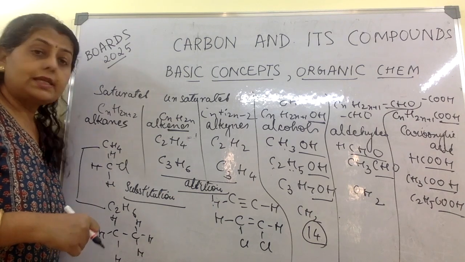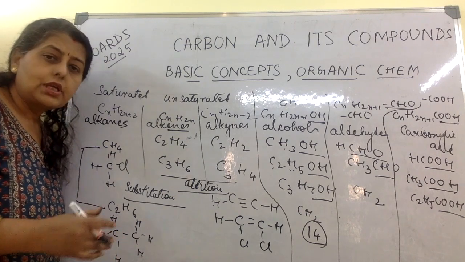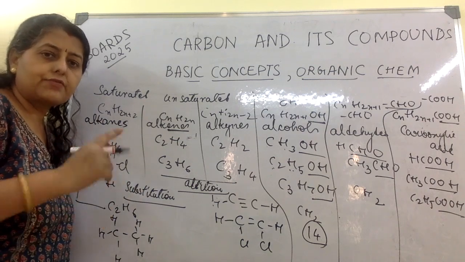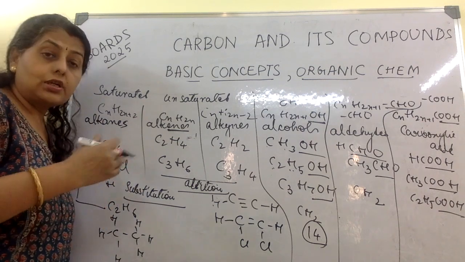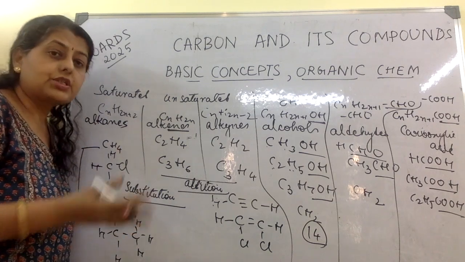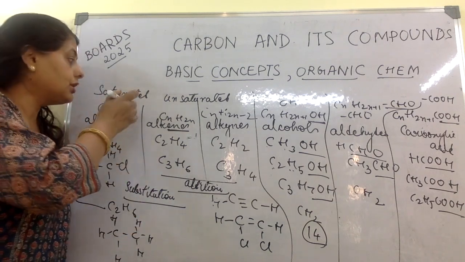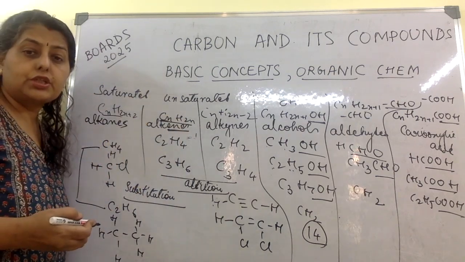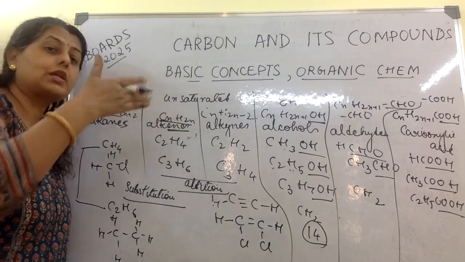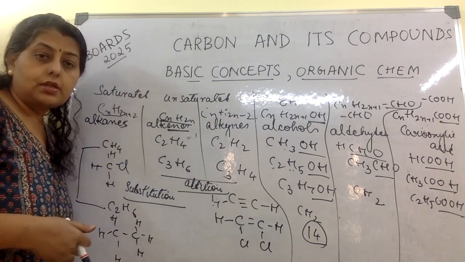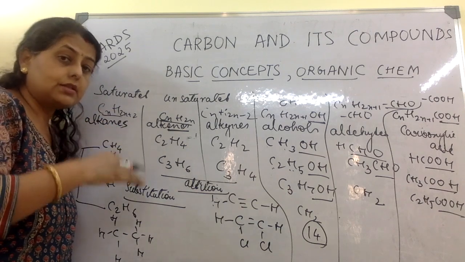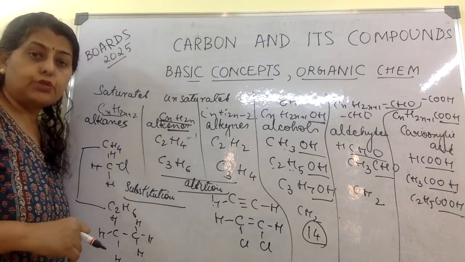I think this much is enough for the basic concepts: saturated, unsaturated, homologous, functional group, single bond, double bond, triple bond, and the general formula, which is very important. Learn this up. It will help you in your IUPAC nomenclature also. When they give you the structure and ask you to name it, then it really helps. When you have to draw the structure, it won't be of any use, but to understand the name, it is very useful.